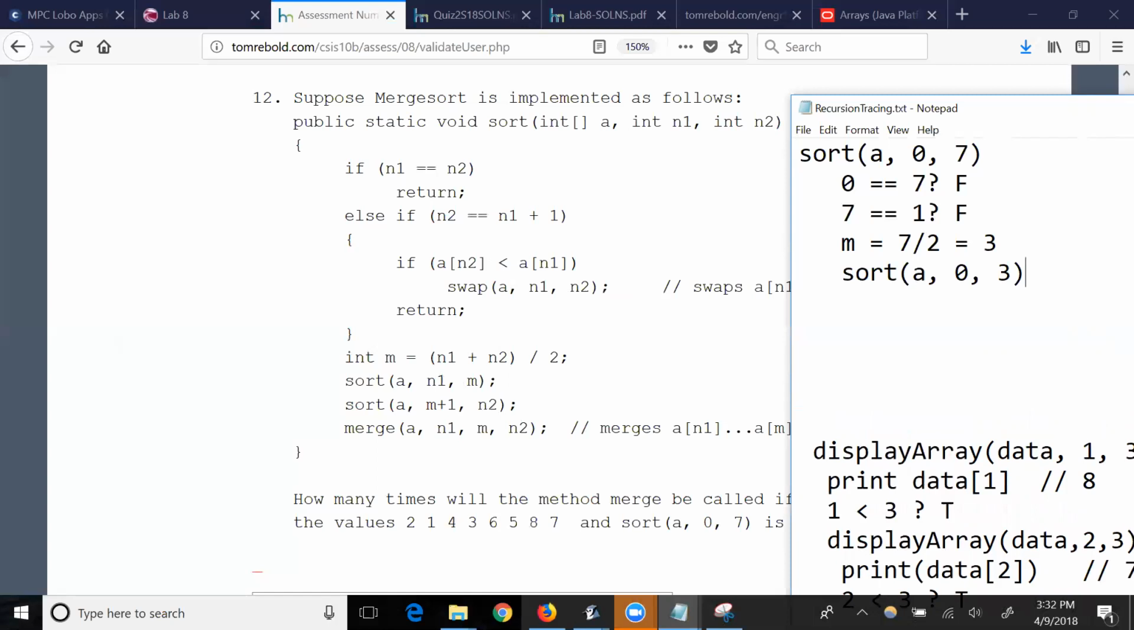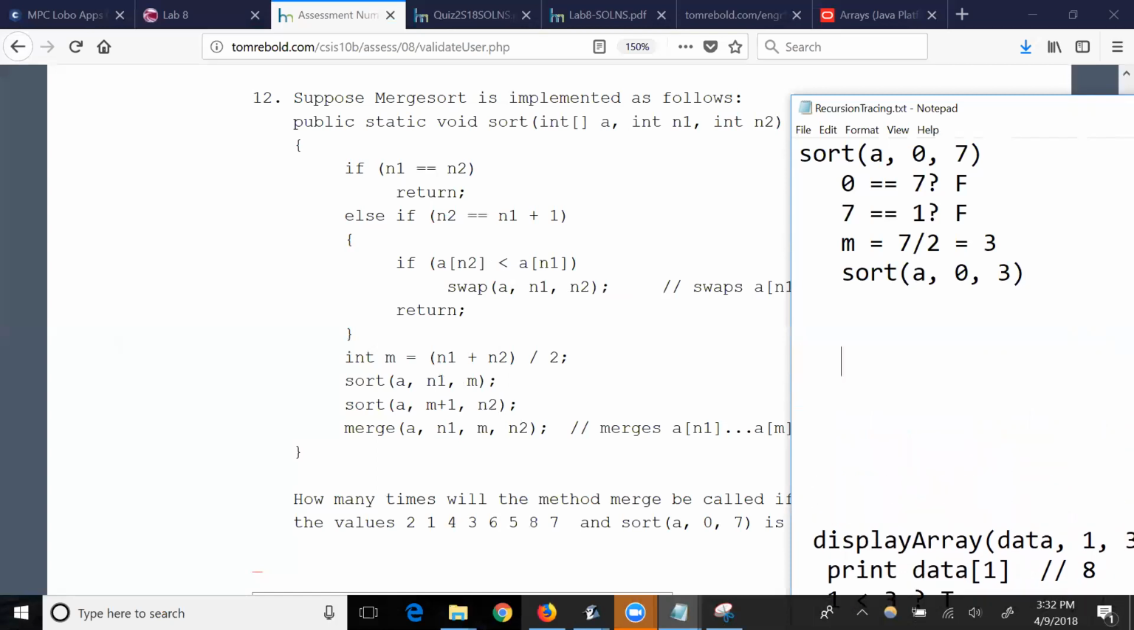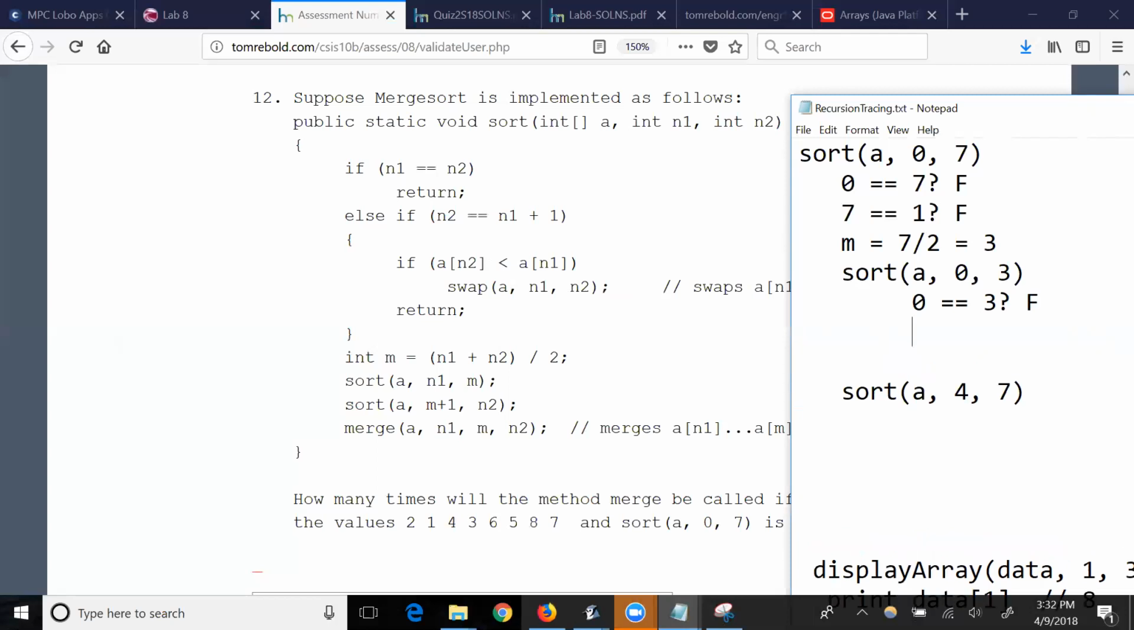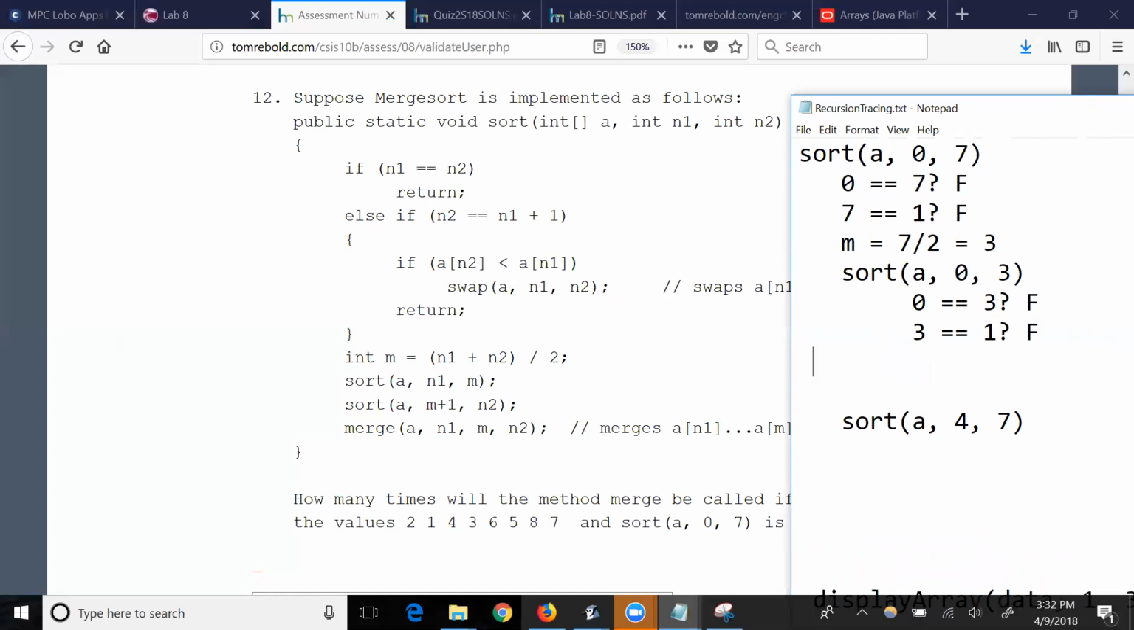When we come out, we're going to have to do it. Now, if you want to, you could make a space, but we're not going to get to sort of A 4 and 7 until we come back from sort of A 0, 3. So you can indent and do that. Sort of A 0, 3 is going to check to see if 0 equals 3. No. Does 3 equal 1? No.